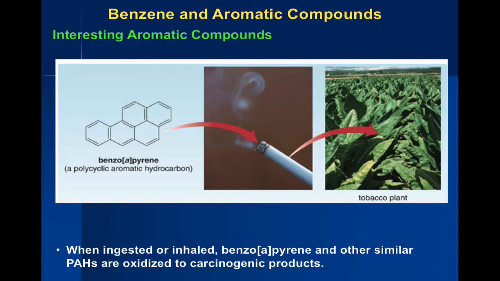Okay, and it turns out that benzopyrene actually gets oxidized in your liver into a carcinogenic compound. That's where the carcinogens come from. Okay, and so these things get oxidized, oxygens get placed on them, all of a sudden you make molecules that are carcinogenic, okay? So a lot of aromatic compounds. In this particular case, we call this a polycyclic aromatic hydrocarbon.